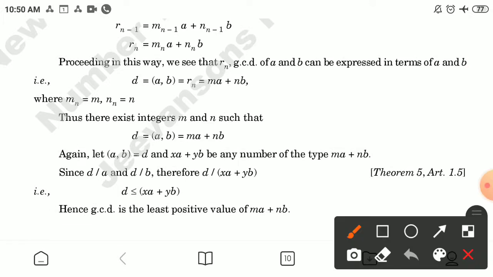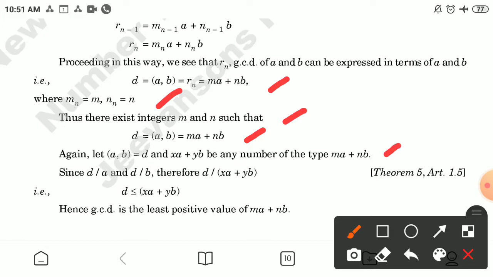Proceeding in this way, we see that Rn, the greatest common divisor of a and b, can be expressed in terms of a and b. That is, d = gcd(a,b) = Rn = ma + nb, where Mn = M, Nn = N. Thus, there exist integers m and n such that d, the greatest common divisor of a and b, is equal to ma + nb.